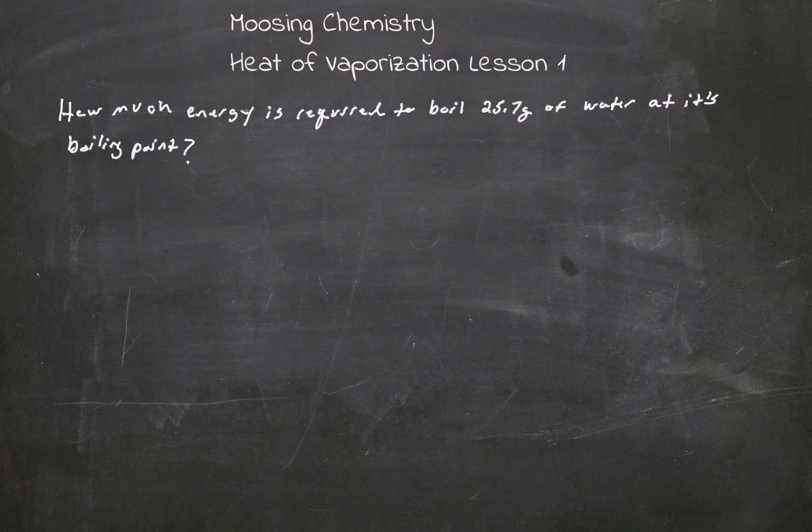This kind of deals with thermochemistry a little bit, and we're talking about heat of vaporization. So we're going to look at our first problem. How much energy is required to boil 25.7 grams of water at its boiling point?